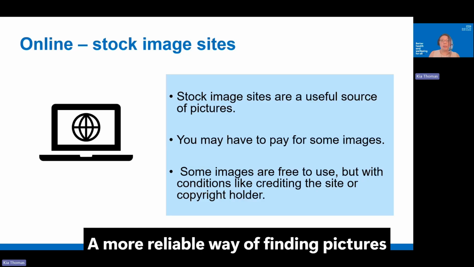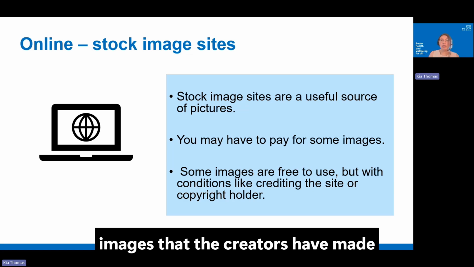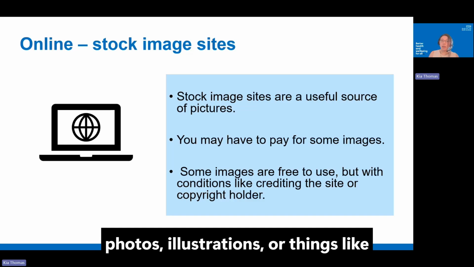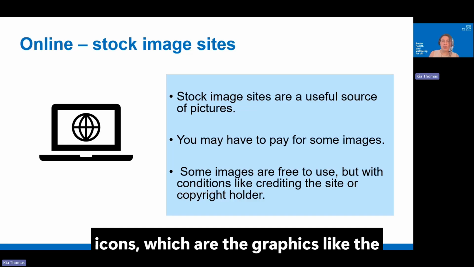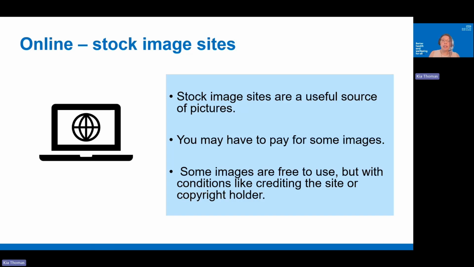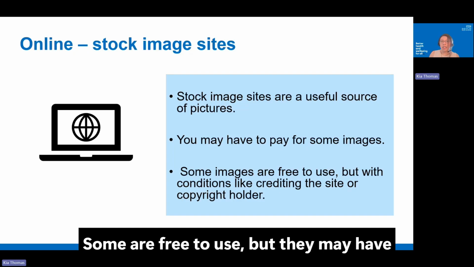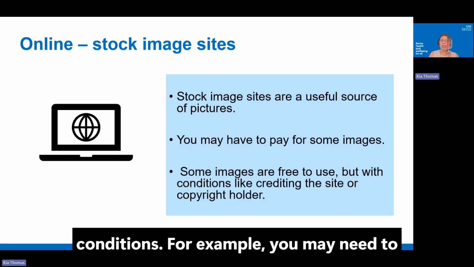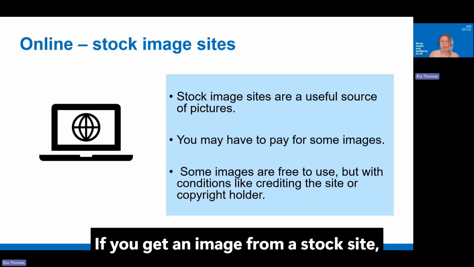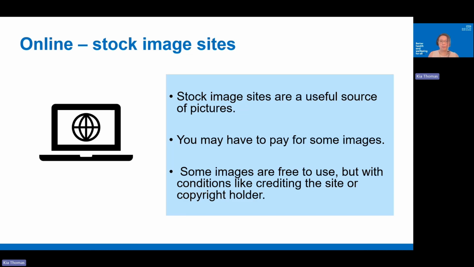A more reliable way of finding pictures online is by using a stock image site. And these are sites that have lots of images that the creators have made available for others to use. And you can find all different kinds of pictures, so photos, illustrations, or things like icons, which are the graphics like the ones I've used on these pages. Some sites and images have fees, so you have to pay to download the pictures. Some are free to use, but they may have conditions. For example, you may need to credit the site, the creator, or both. If you get an image from a stock site, check the conditions of the license carefully, and only use that picture in the way that it says that you can.